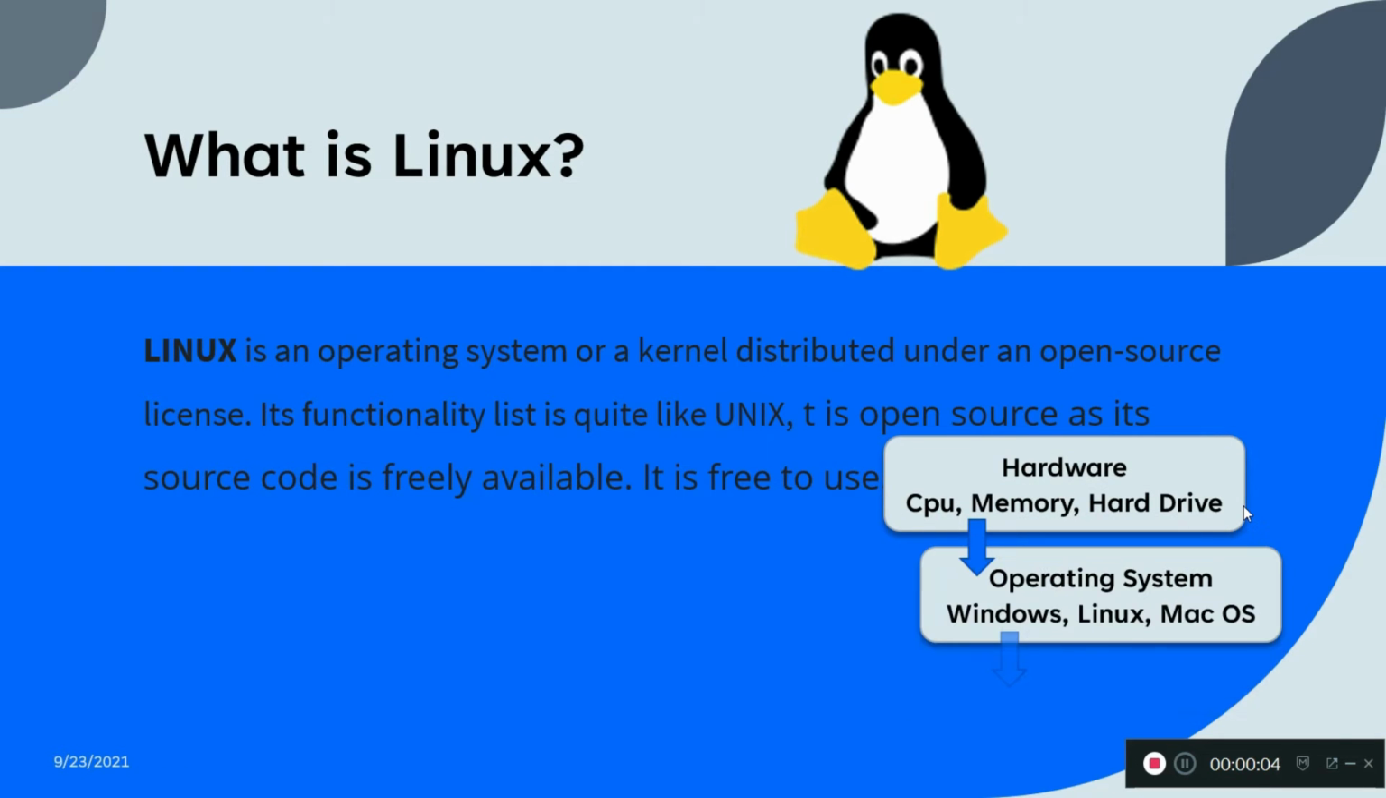So what is Linux? Linux is an operating system or a kernel distributed under an open source license. Its functionality list is quite like Unix. It's open source and its source code is freely available, so it's free to use.